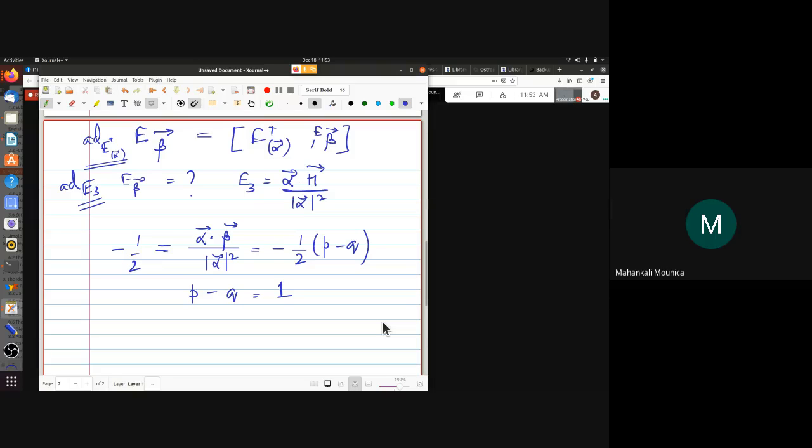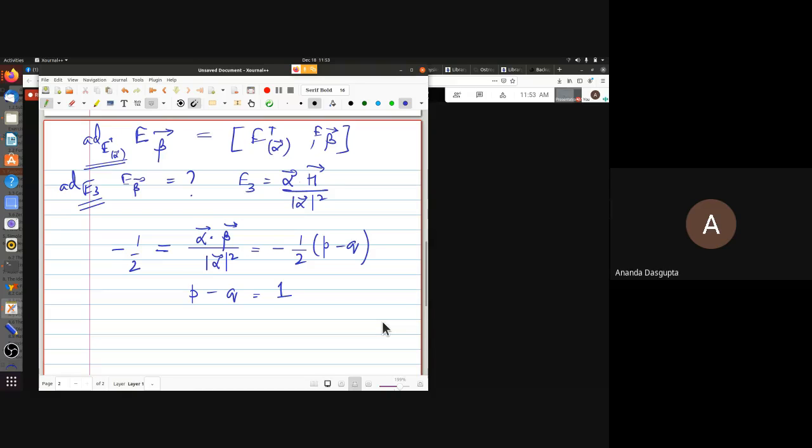You need one more constraint. You need one more condition. You need one more thing, right? One more piece of information from wherever. Just from the difference, you cannot find out the values.